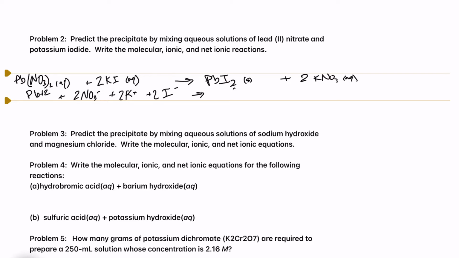They're going to combine and form a solid, insoluble lead(II) iodide. And then we will have 2 potassium ions and 2 nitrate ions floating in solution as aqueous.